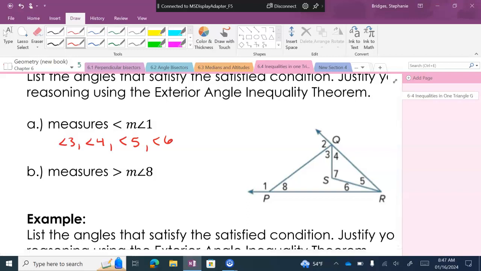Does that make a little bit of sense, kind of, sort of? One is our exterior angle, if we want to be smaller than that.